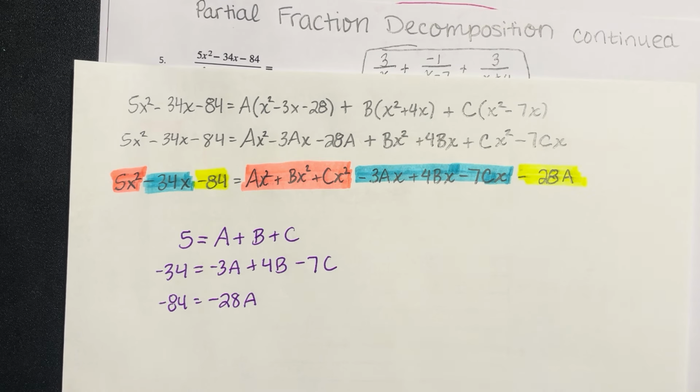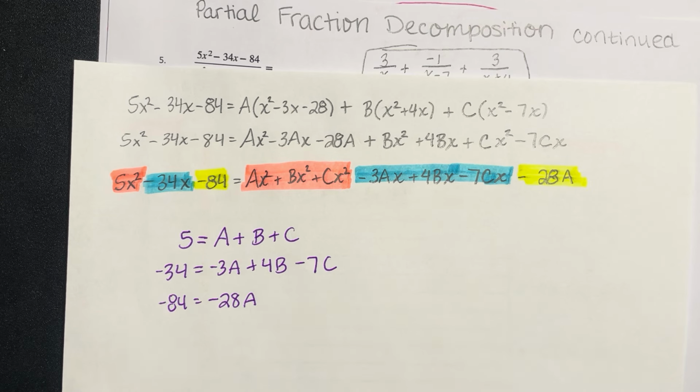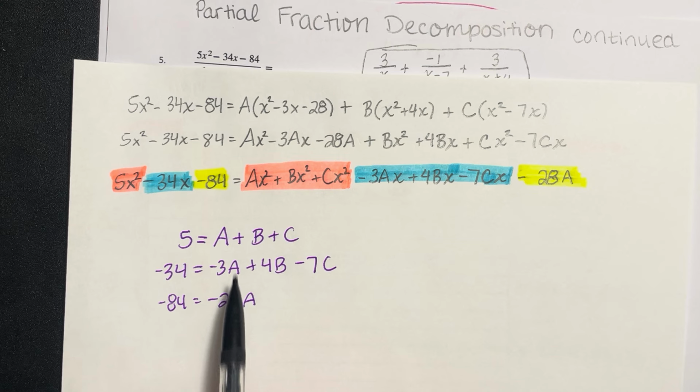We have a system of equations that happens to be 3 variables, and you would solve that accordingly. This one's not terrible to solve because you already have one equation that you can solve for a. Once you have a, you can substitute back in and solve for b and c.